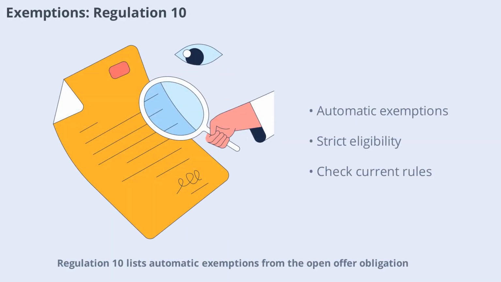Regulation 10 lists automatic exemptions from the open offer obligation. These include inter-se transfers among qualifying parties, acquisitions by inheritance, court-sanctioned schemes, and acquisitions by market intermediaries in the ordinary course of business. Each exemption has specific conditions and eligibility is strictly construed. Always check the current consolidated text for updates.